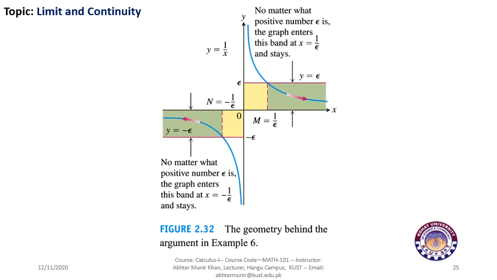Similar is the situation whenever we are trying to approach minus infinity. No matter what positive number epsilon is, the graph enters these bands at x equals minus 1 over epsilon and stays within this rectangular box. Suppose we have selected minus epsilon, then we can see that for all values of x which are strictly less than N, the function value will be lying above y equals minus epsilon. So this is the geometry behind the limit at infinities.